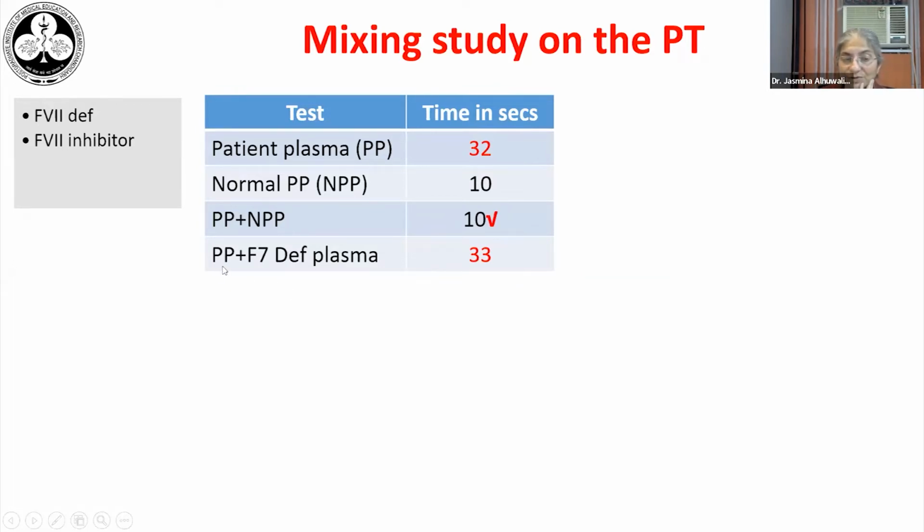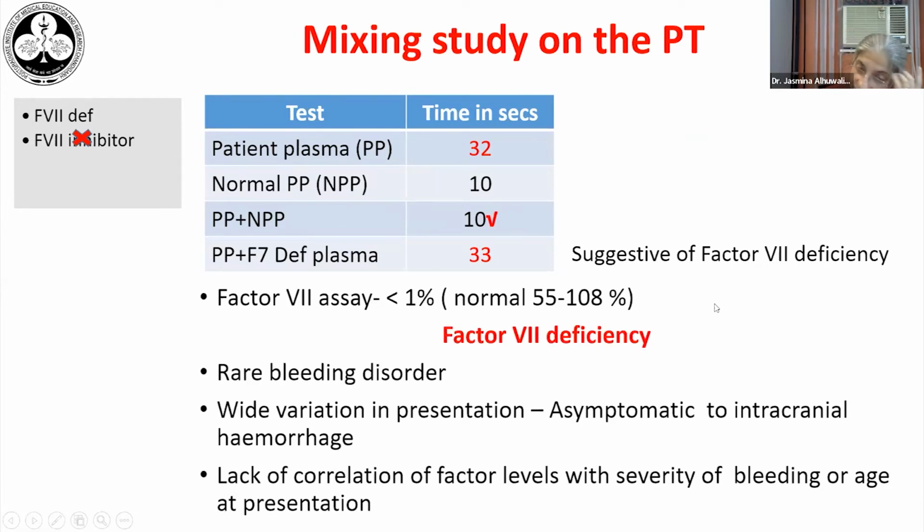And when we try to repeat the PT correction with factor VII deficient plasma, we see that there is no correction, suggesting that both the patient's plasma and the factor VII deficient plasma are deficient in the same factor, which is factor VII. So this is now suggestive of a factor VII deficiency. This was confirmed on a factor VII assay.